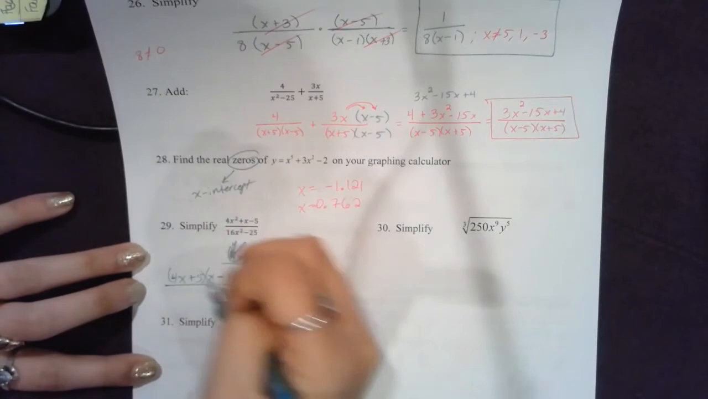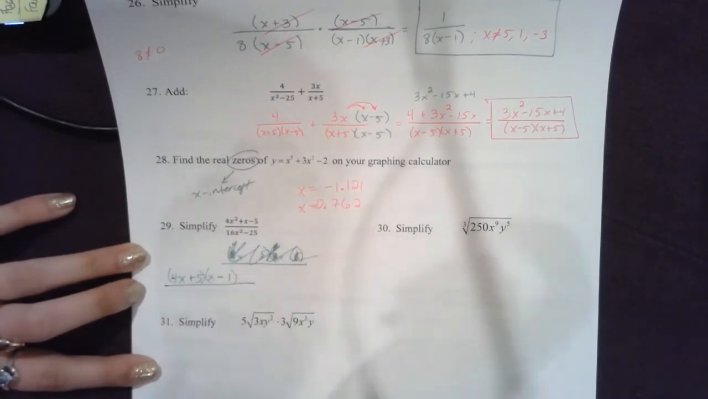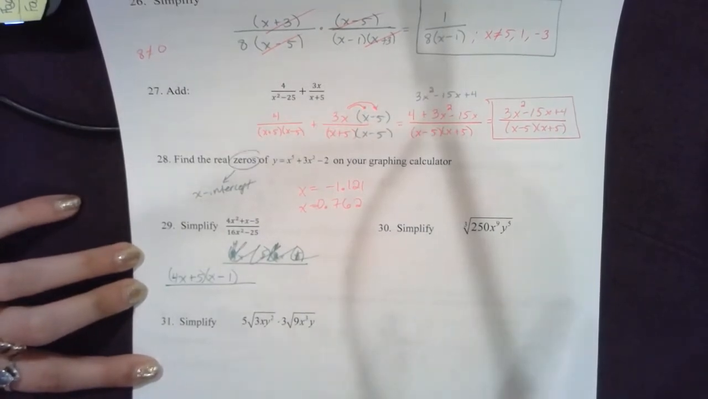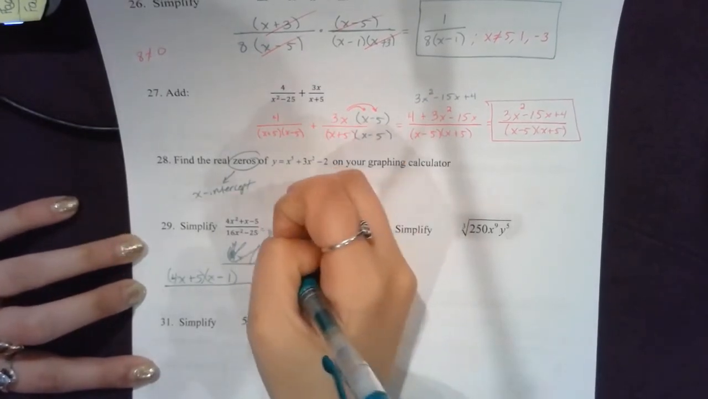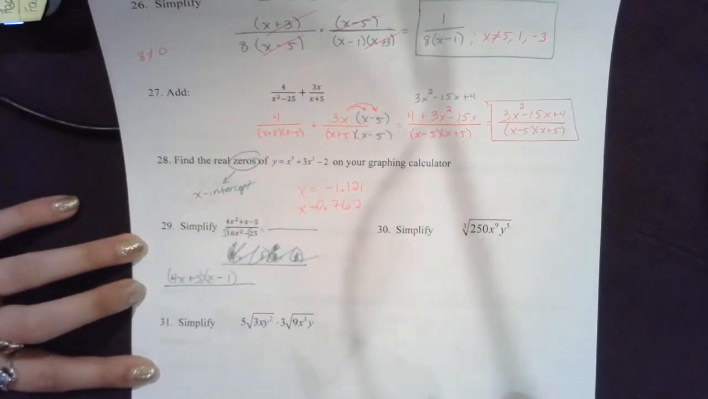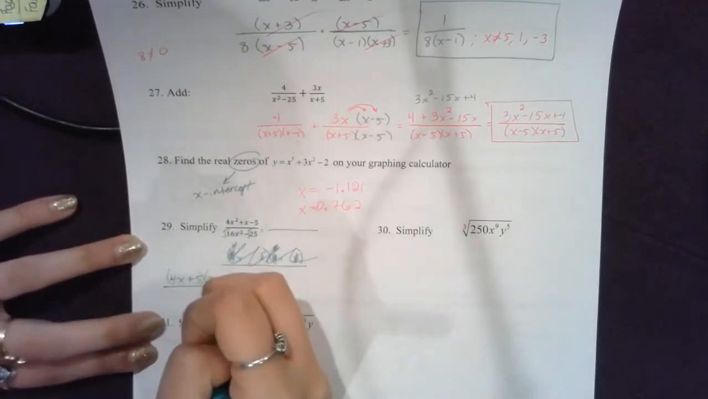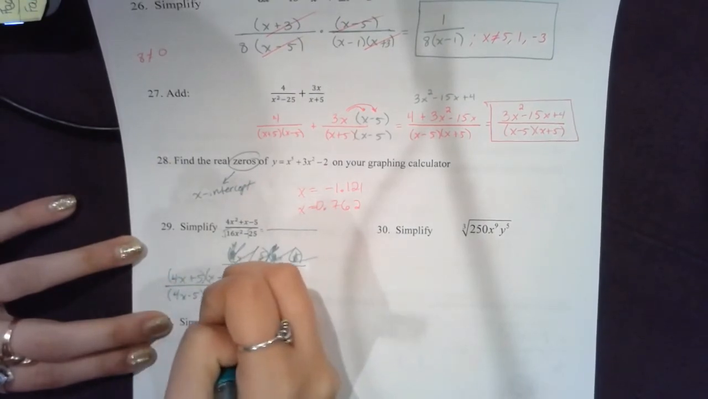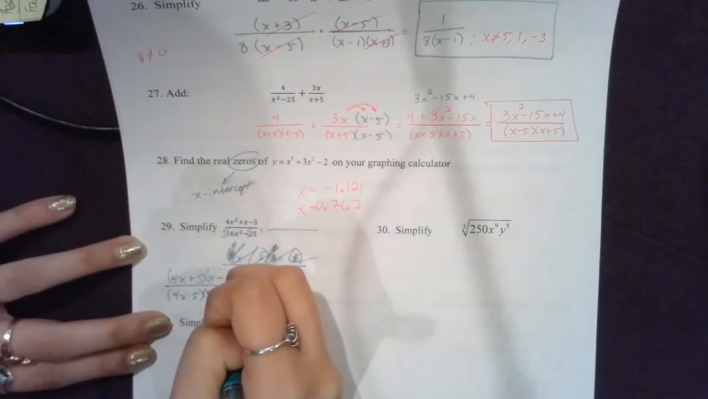If you are struggling, you might have to do the tree method, the upside down Charlie method, or box method, whatever method you need to use. The bottom, I noticed that 16 and 25 are all perfect squares. So if we factor that, that becomes 4x minus 5 and 4x plus 5. Right? Because the square root of 16x squared is 4x, square root of 25 is 5. So we have a plus version and a minus version.